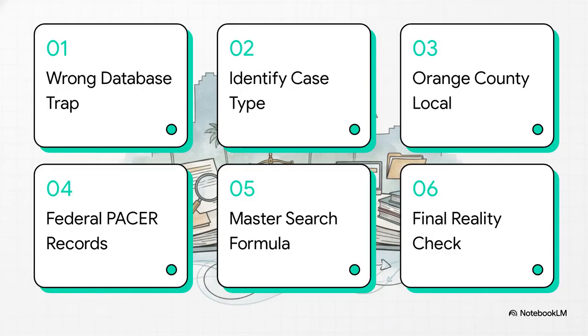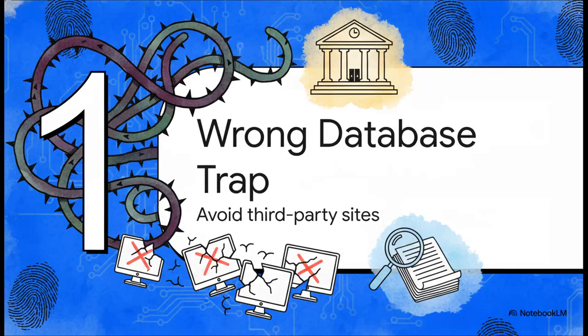Okay, let's dive into this. Here is our roadmap for today. We're going to cover the wrong database trap, how to identify your case type, local Orange County records, federal PACER searches, mastering the search formula, and finally, a quick reality check. All right, let's kick things off with Section 1, the wrong database trap.